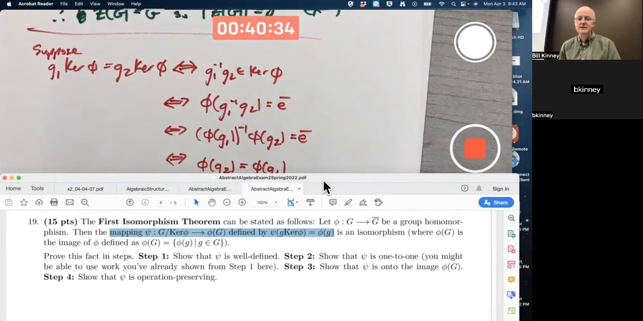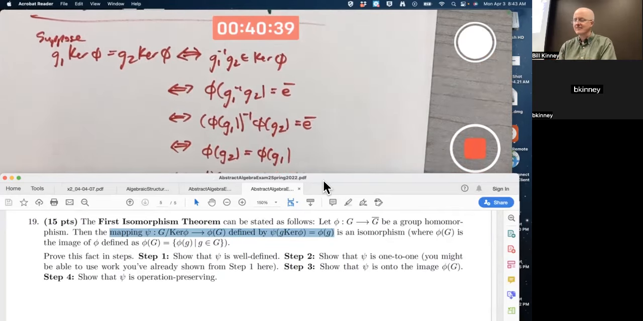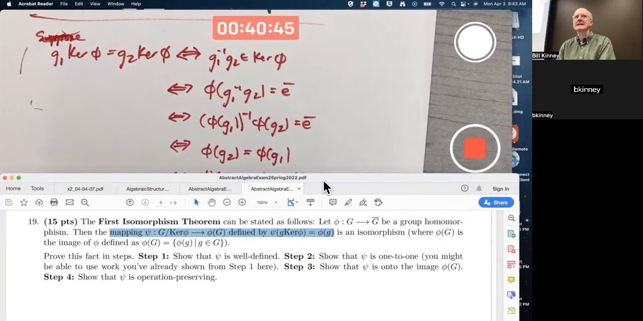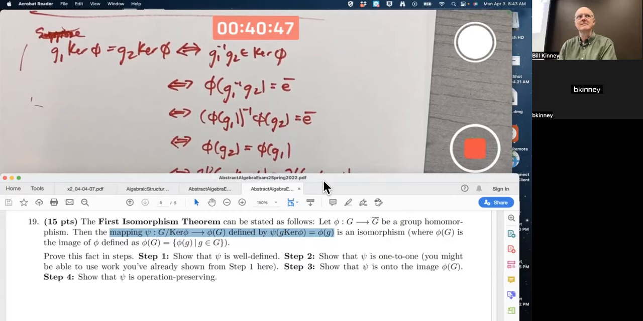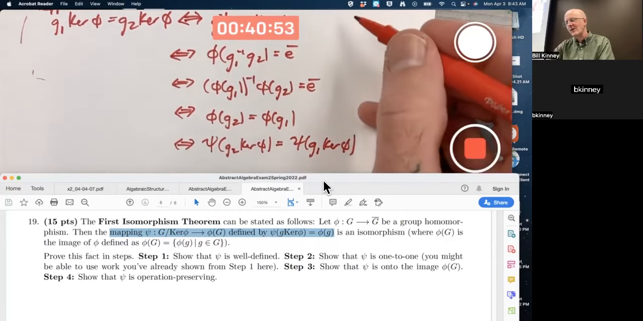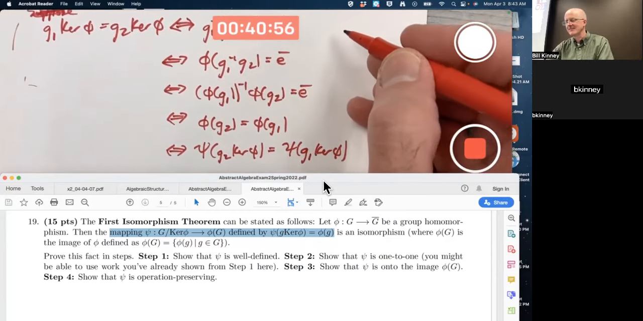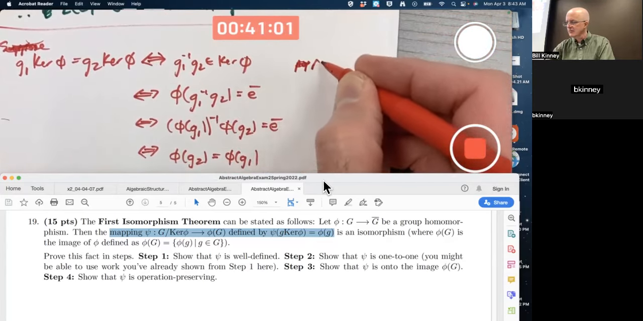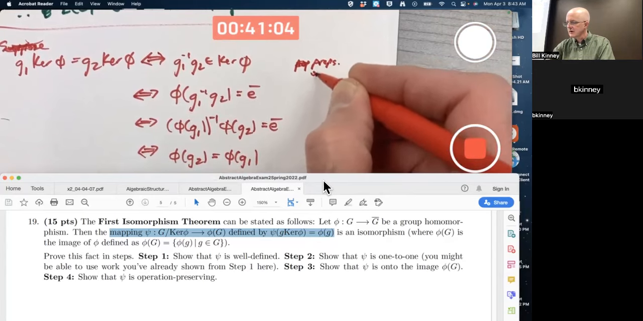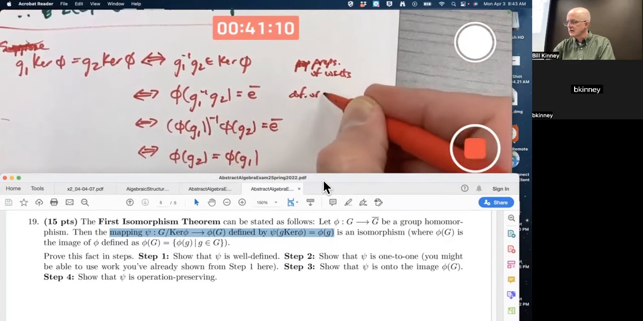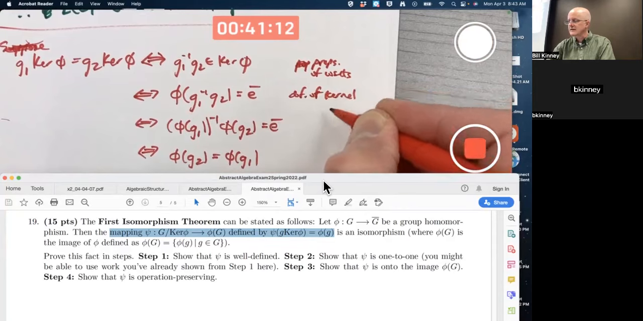If, as I did last year, this were on the exam, I'd be a little bit more lenient here about sentences. You could say the following set of equivalencies proves both step 1 and step 2. Though, you should give reasons: properties of cosets, definition of kernel, etc.